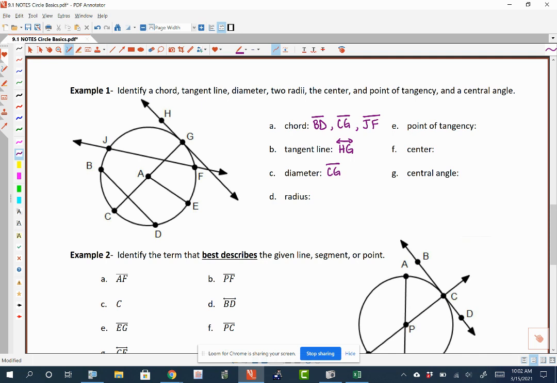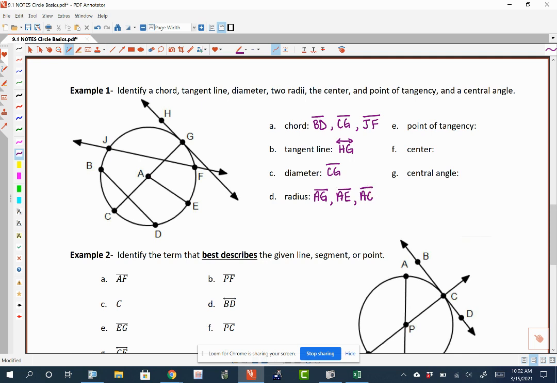A radius has to go from the center to a point on the circle. And my circle starts at A. So a radius would have to come from A, and it looks like I can go from A to G, A to E, and A to C. So in this problem, there are 3 different radii, AG, AE, and AC. So 3 different radii have been drawn in there.